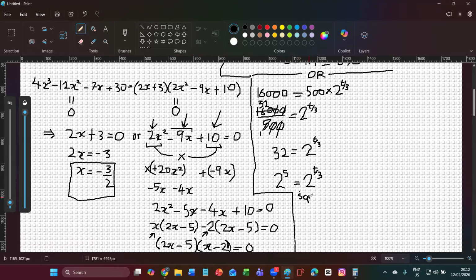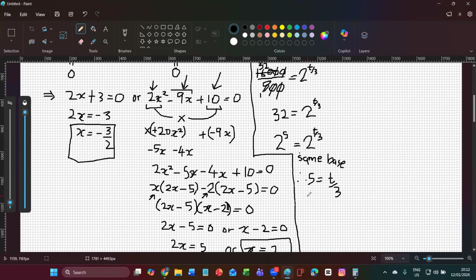So let me just write it here, as a reminder: when the bases are the same, then the powers must be the same. Okay? So the conclusion is therefore 5 is equal to t over 3. So all we now need to do is multiply both sides by 3, isn't it? Yes, sir. So therefore, t will be equal to 15.